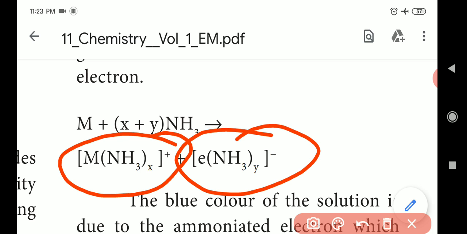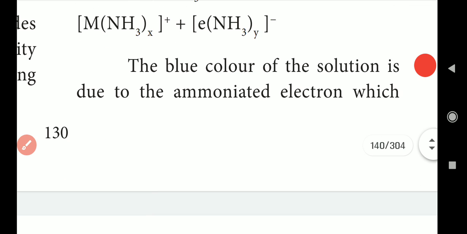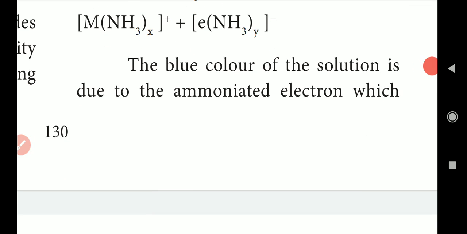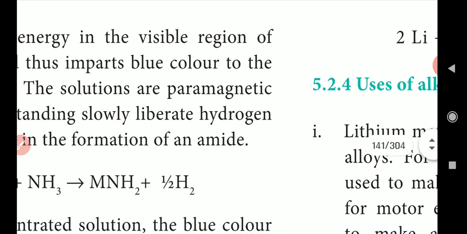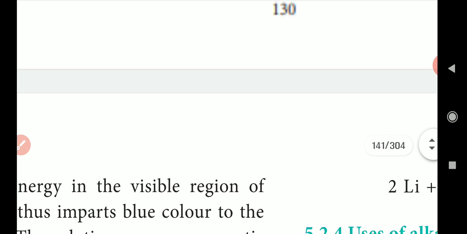The blue color of the solution is due to the ammoniated electrons, which absorb energy in the visible region of light and thus impart the blue color to these solutions. Why does the metal dissolved in liquid ammonia exhibit a blue color? Because the ammoniated electrons absorb energy in the visible region of light and impart the blue color.